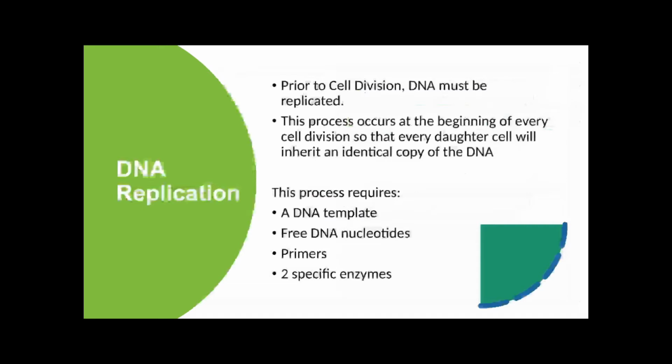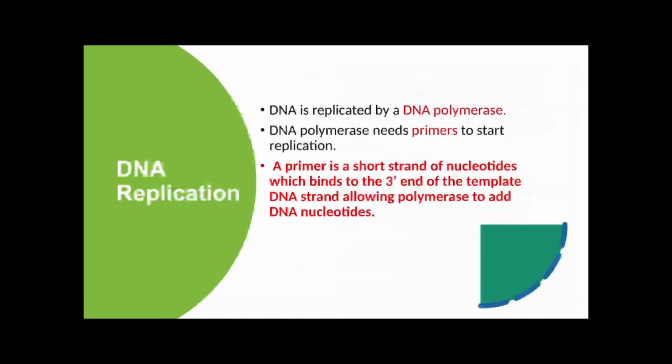Primers are required before the replication process can start, and there are two different enzymes involved in this, and you'll need to learn the names of both of them. Our first enzyme is DNA polymerase. This is the enzyme which replicates the DNA. DNA polymerase requires a primer before it can start replication. A primer is a short strand of nucleotides. These always bind to the free end of the template DNA strand. Once the primer is added, this allows the DNA polymerase to start adding and joining free DNA nucleotides to create a new complementary copy of the template strand.